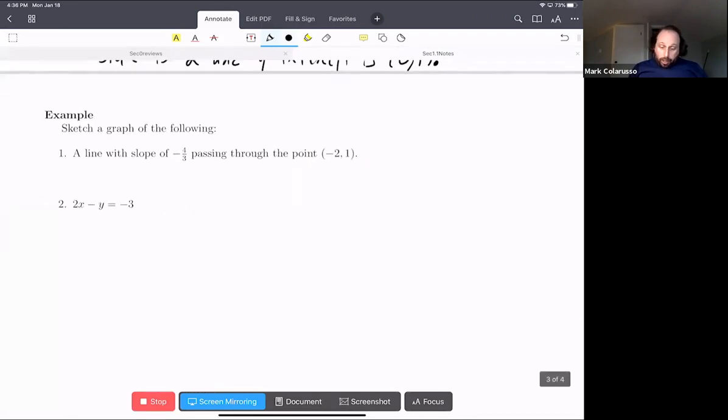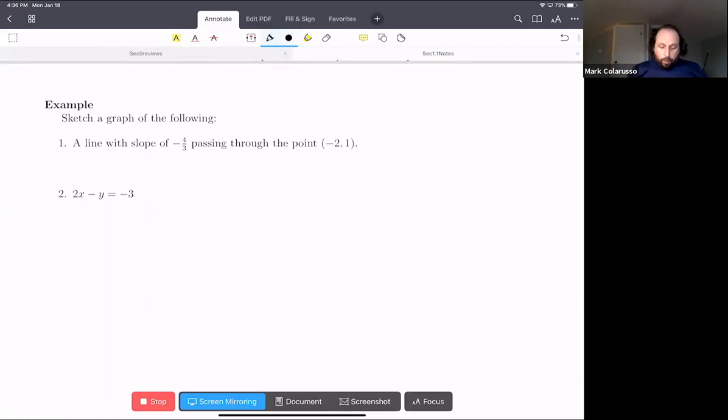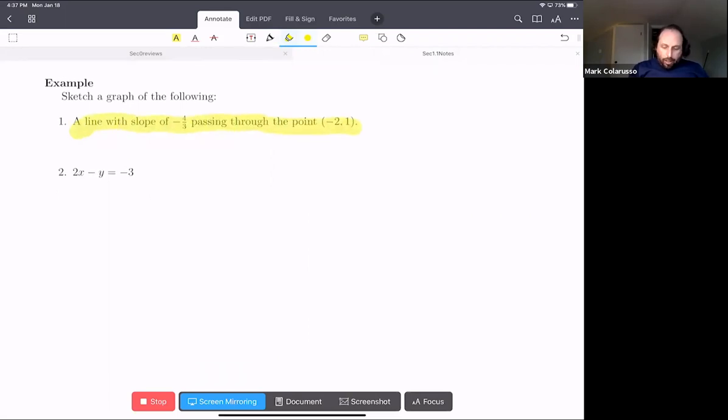Okay, so now we're going to do some sketching. First we want to sketch a line of slope minus 4/3 passing through the point minus 2, 1. And then we're going to sketch this guy. We'll worry about that later. So let's do number 1 first.